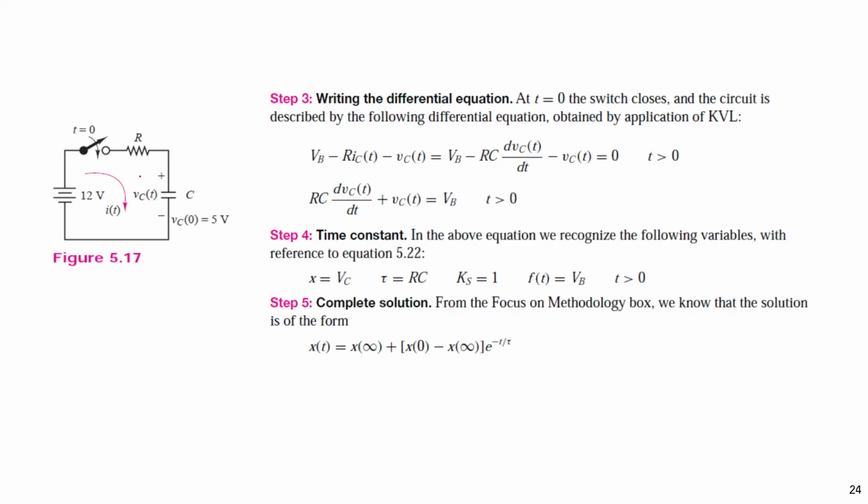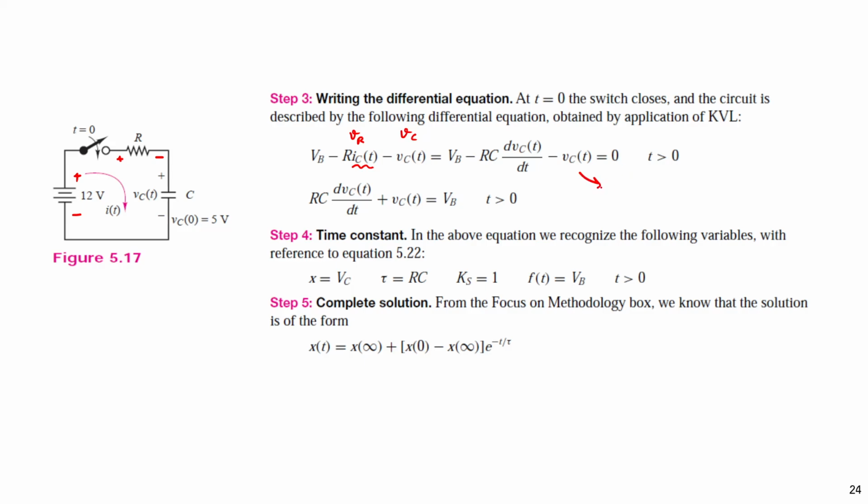So when the switch is closed, we can take KVL. VB minus VR minus VC equal to 0. And what is IC? IC is C dV by dt. We substitute IC, because the current flowing here is IC, C dV by dt. So we can construct this equation: VB minus RC dVC by dt minus VC.